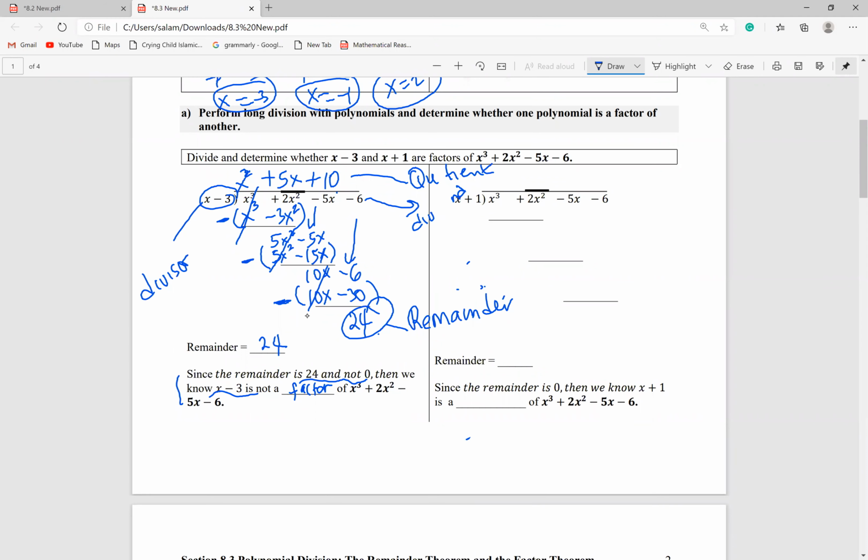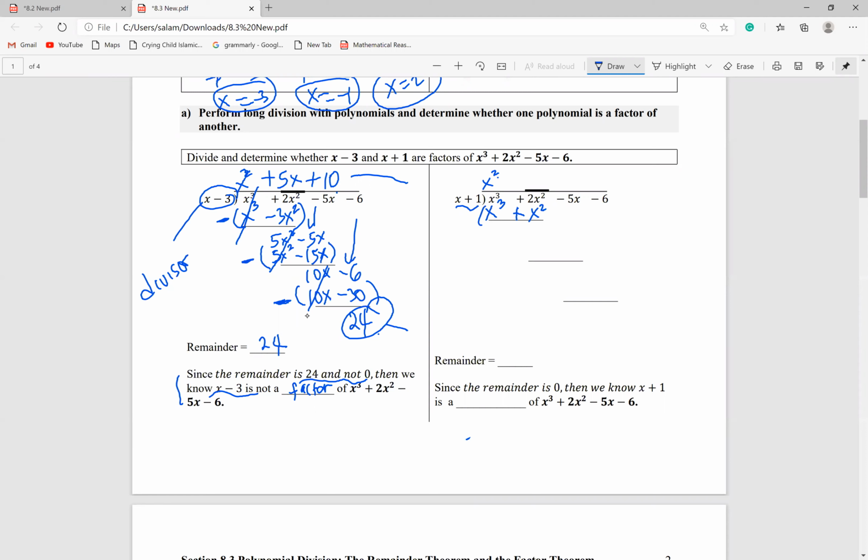So I'm going to erase this. Okay, so now we're going to compare the first term. This is x cubed, this is x. So then we have to say x cubed divided by x. So that will give us x to the second power. We have to use that x squared to multiply our divisor. So x squared times x, that's x cubed. x squared times 1, that will give us plus x squared.